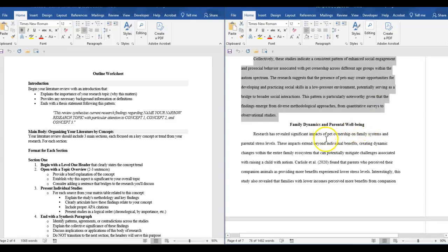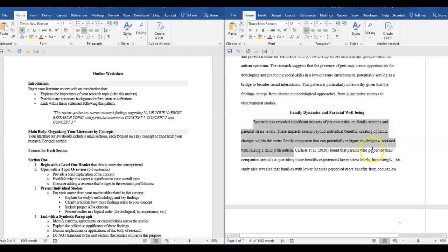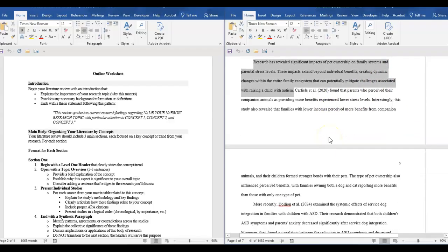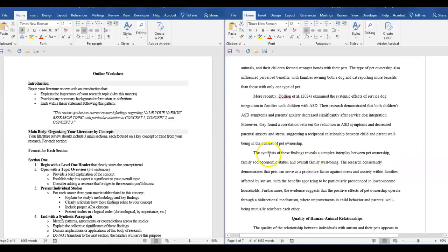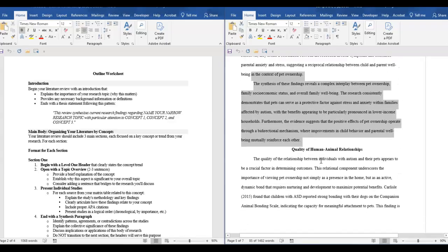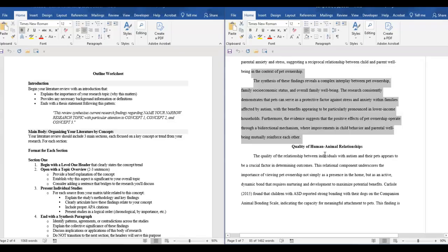And then I move to the next subtopic. This again comes from your matrix table, and I spend a couple of sentences explaining what I mean by family dynamics and parental well-being. And then I launch into the first study that discussed it, and then the second study. And in this case, it was just 2 studies. The synthesis of these findings reveals a complex interplay. So then I have my synthesis paragraph at the end, wherein I say, okay, here's how these studies were similar, here's how they're different. And I do it all over again for my 3rd paragraph.